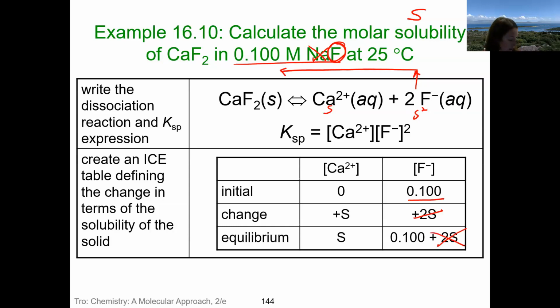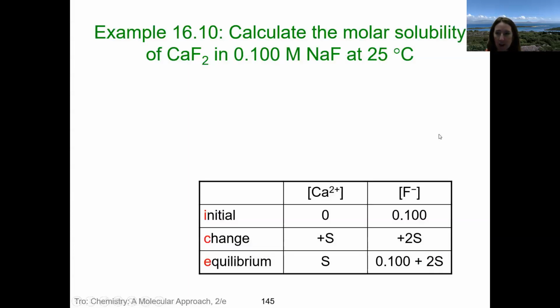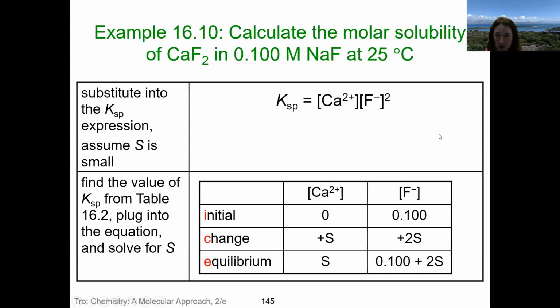S is small always works with solubility because the KSPs are so tiny. It always works, but you still have to say it works. You have to explain to me why it works, which we'll look at in just a second. We've got to have our KSP here first, which I can't look back to my table, so I can't tell you what it is yet. So again, we just plug this in. We assume this is small.